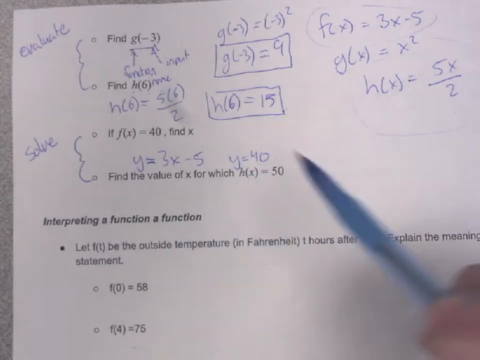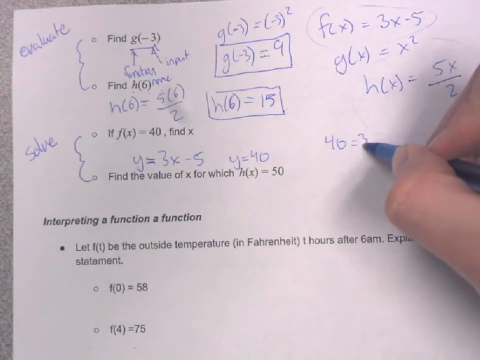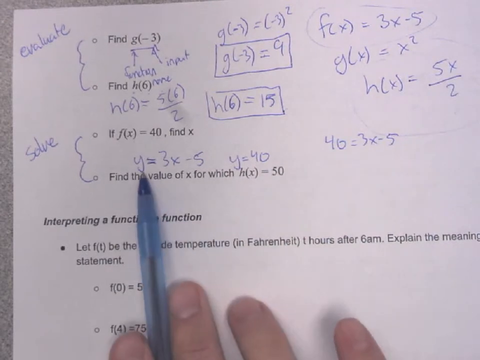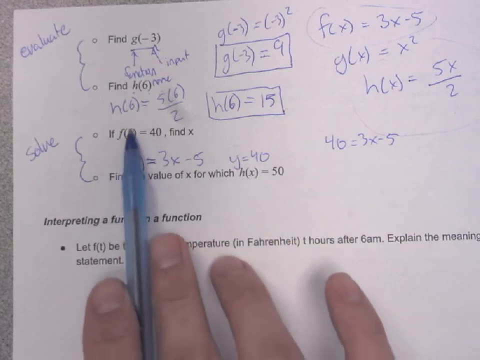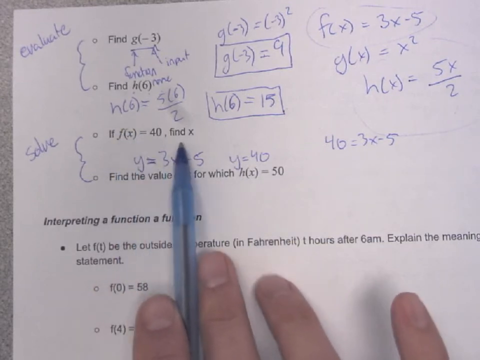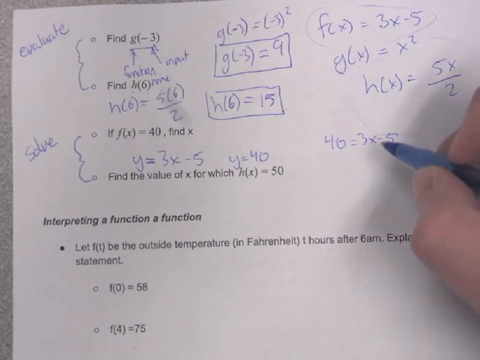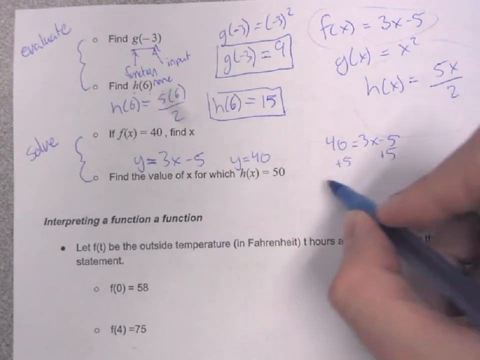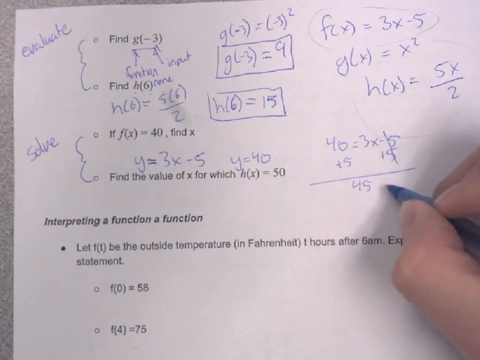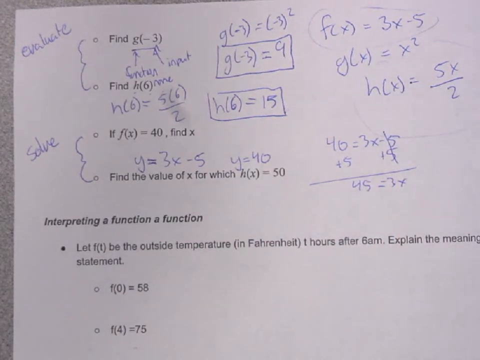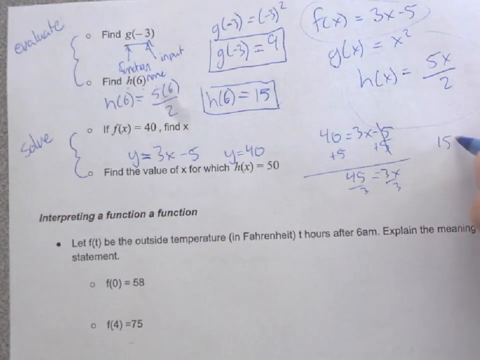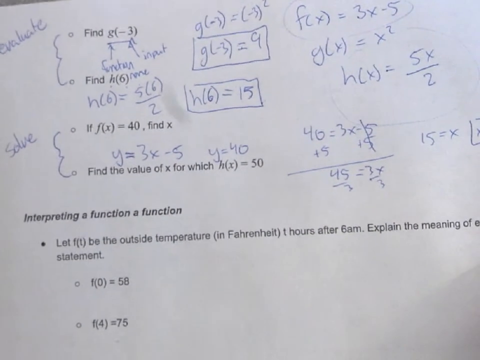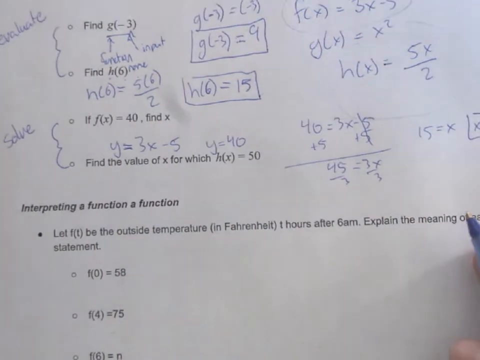So here we have an output of 40. That means that 40 is equal to 3x minus 5. So this y is 40, or in other words, the output is 40. Find x. So we have ourselves an equation we need to solve. Since we're pretty good at solving two-step equations, this isn't too bad. We just have to understand function notation. So 45 equals 3x. I'm going to divide both sides by 3, and then we get 15 equals x, or x equals 15. You don't have to translate it to y's, but that's just one way of doing it.